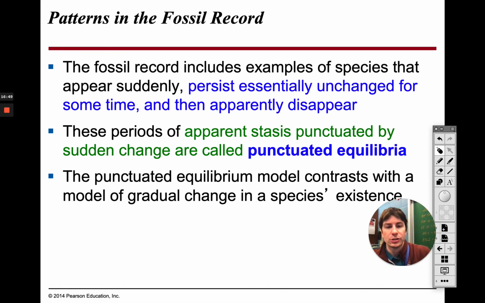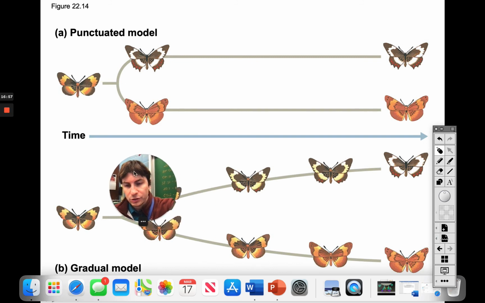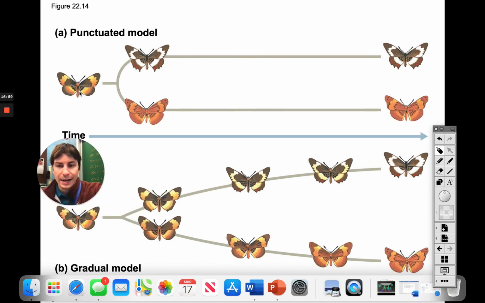So it's small changes over time. It's the gradual model, right? It gradually changes over time. Here's a picture of each of them. You could see the first one. We have this butterfly here, and it went through divergent evolution, and there it is. This color of butterfly right here is the same as this color of butterfly over here. This in between is just time elapsing.